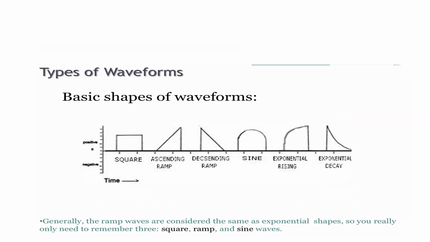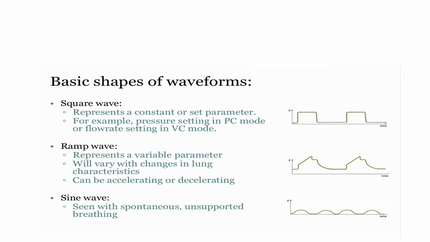The basic shapes of the waveform are square waveform, ascending ramp waveform, descending ramp, sine waveform, exponential rising, and exponential decay. The square wave represents the constant or set parameter, for example, the pressure setting in pressure control mode or the flow rate setting in volume control mode. Then the ramp represents the variable parameter and it will change with the changes in the lung characteristics. It can be accelerating or decelerating. Then the sine wave is seen with spontaneous and unsupported breathing.